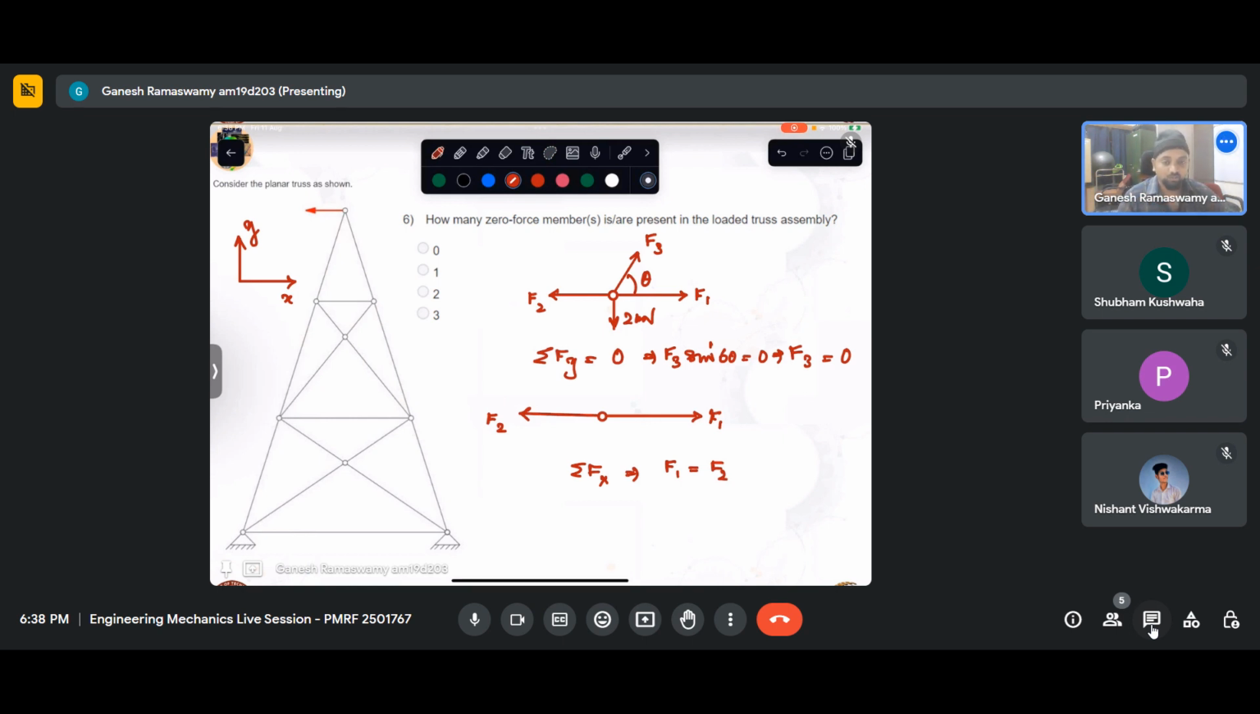So only from the rest of the analysis, if we get that one of it is 0, then it follows that the other one would be 0. Otherwise, we cannot say anything about a joint which has two collinear members.